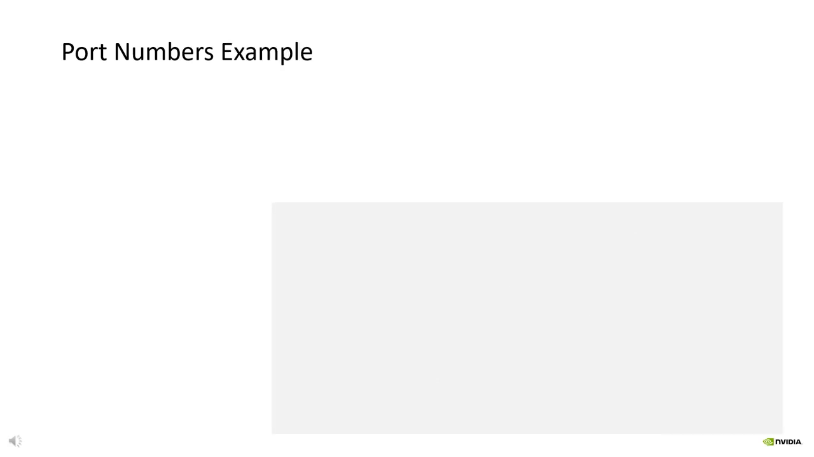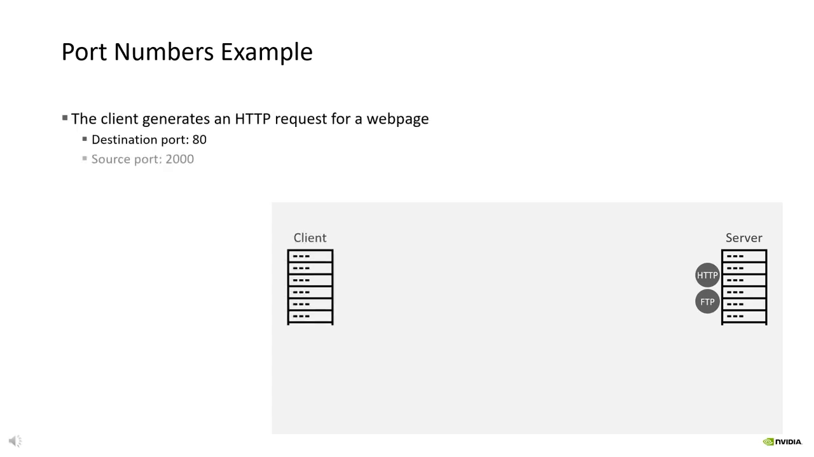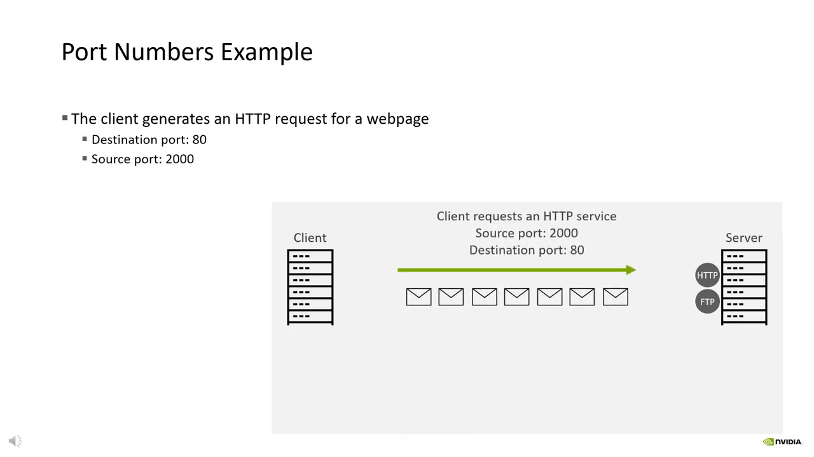Let's see how port numbers are used. We have a single server that runs two services, HTTP and FTP. When a client generates a request targeted at that server, the client must specify which service is requested, either HTTP or FTP. In this example, the client generates an HTTP request for a web page. When this request arrives at the server, it must be able to identify that it is an HTTP request and forward it to the HTTP service. Only the HTTP service can respond to the HTTP request.